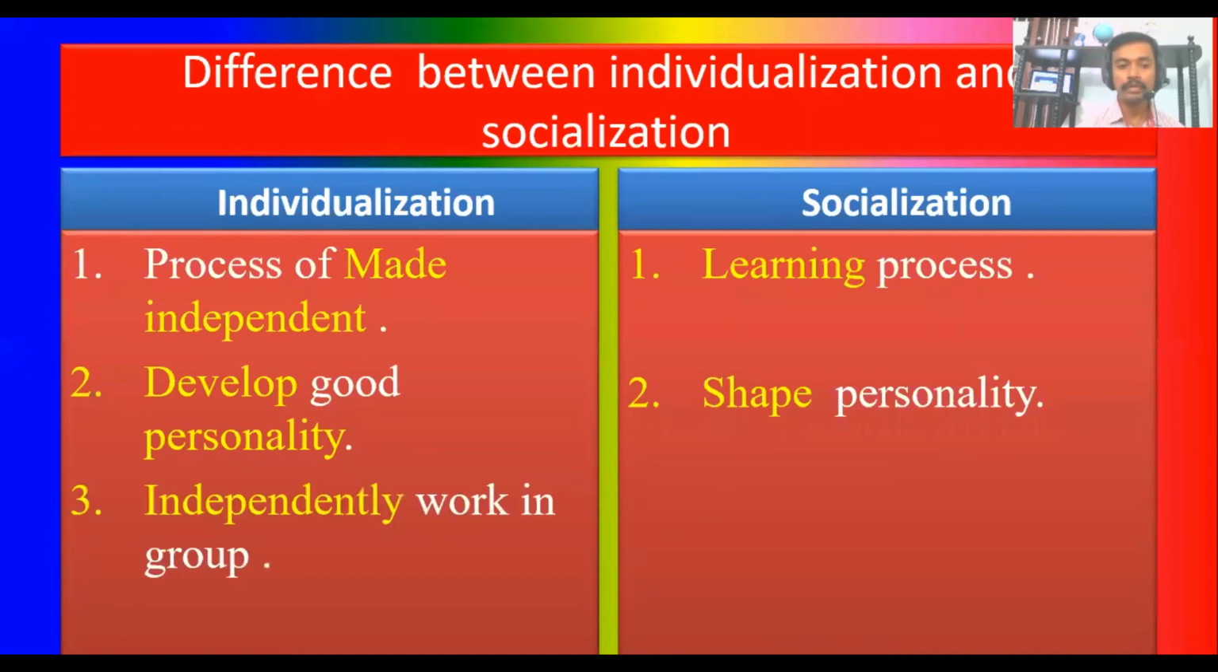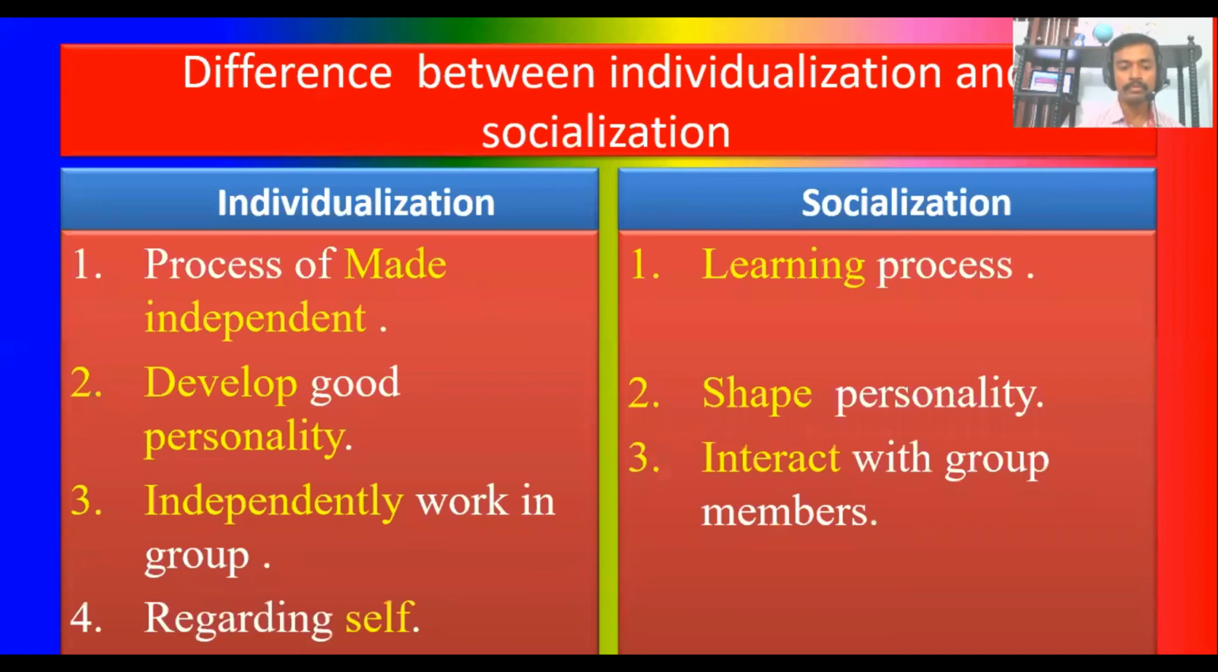Third one, independently work in the group. Identify their groups and independently work their own job. Third one, interact with group members. So these are all the differences. One more difference. Fourth one, regarding self, regarding social. Social means just interact, talk with.